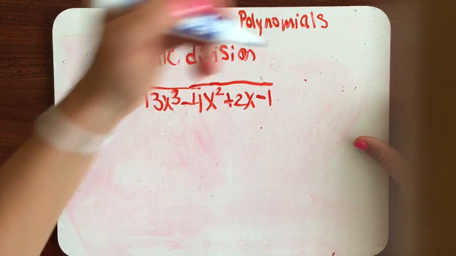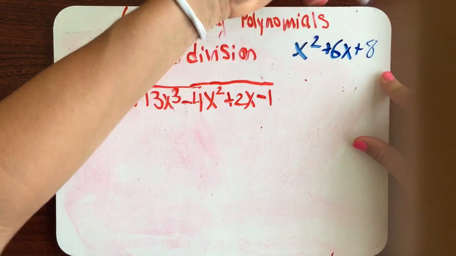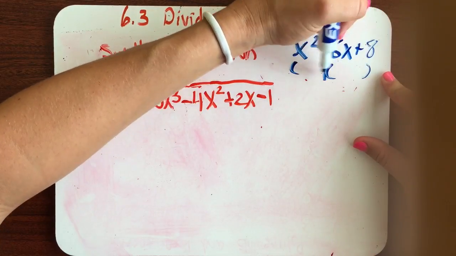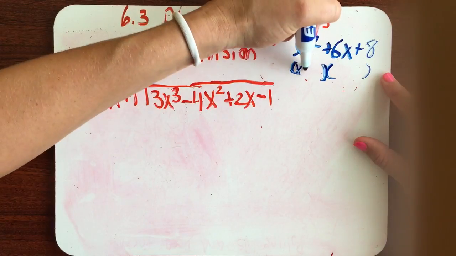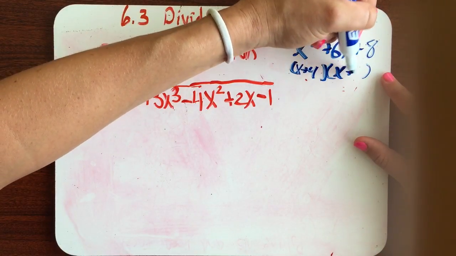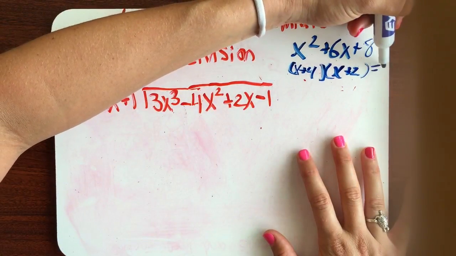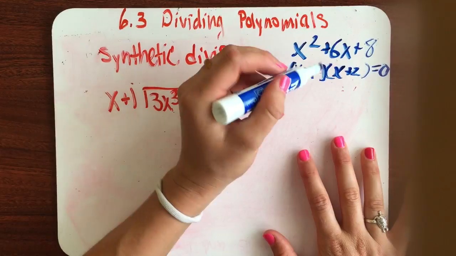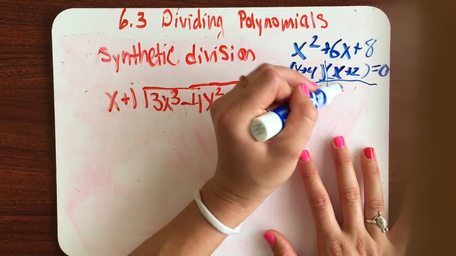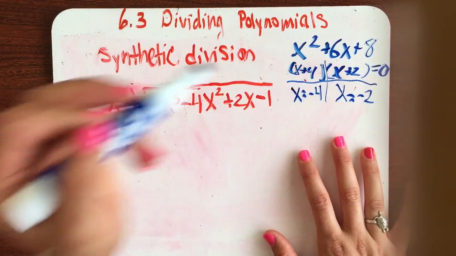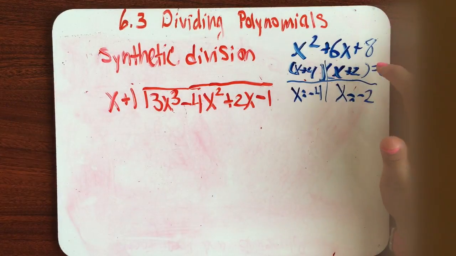For example, if I have x squared plus 6x plus 8, I know that factors by asking what multiplies to 8 and adds up to 6: x plus 4 and x plus 2. If I wanted to find the intercepts, I would set this whole thing equal to 0 and solve for x. So this would give me x equals -4, and this would give me x equals -2. So these are both my x-intercepts for this quadratic.